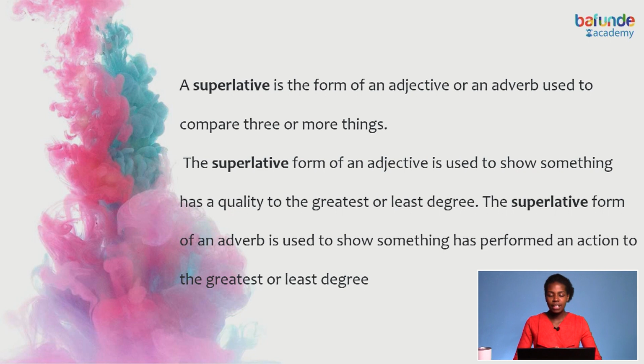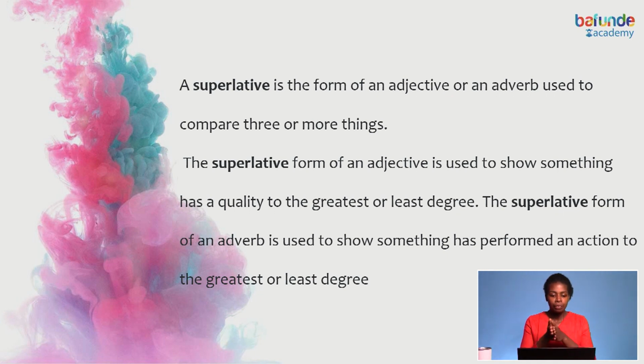A superlative is a form of an adjective. Because we are looking at adjective superlatives, it must be an adjective. And what is an adjective? A word that modifies a noun. So if you have an adjective that compares three or more things, then it becomes a superlative.